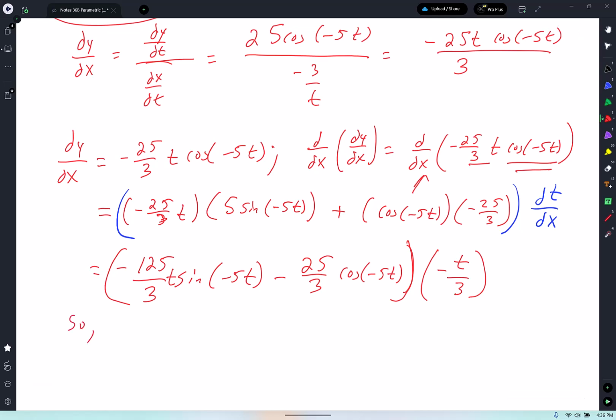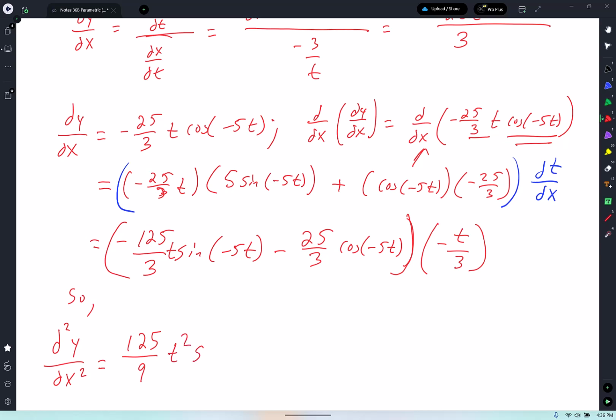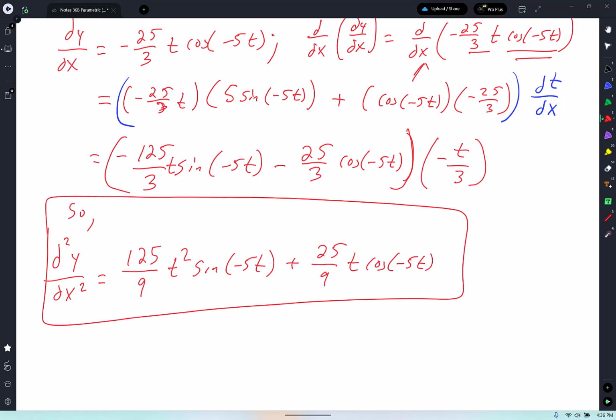So, second derivative, d squared y over dx squared, is equal to, negative times a negative is a positive, so I'm going to see 125 over 9 t squared sine of negative 5t plus 25 over 9 t cosine of negative 5t. And I believe that is it.